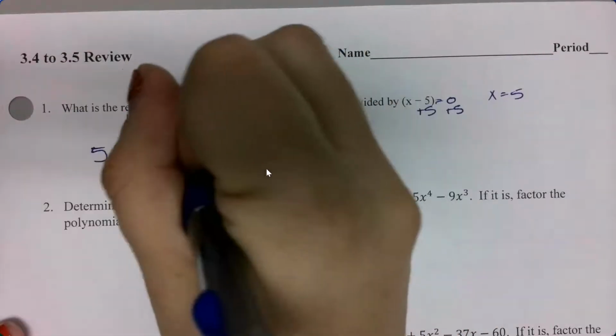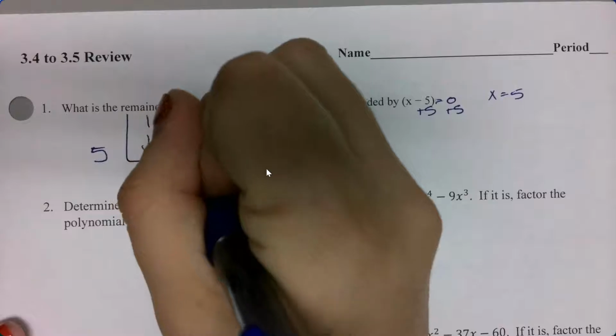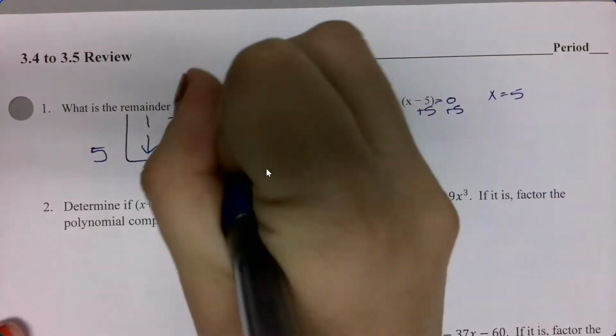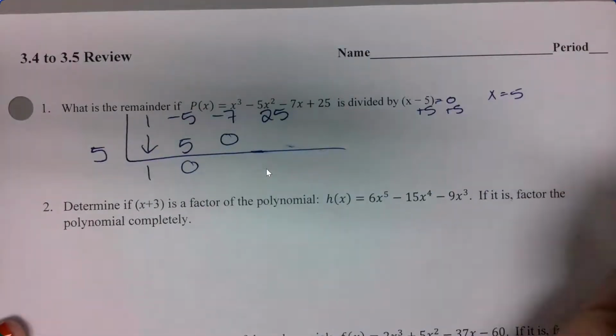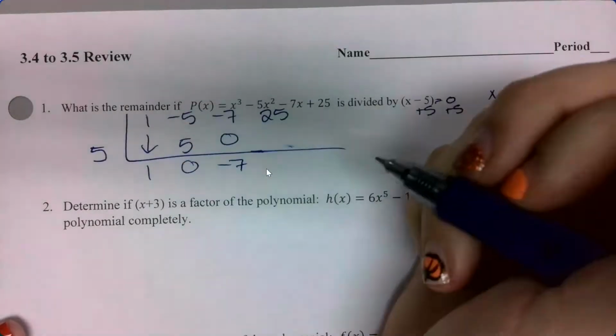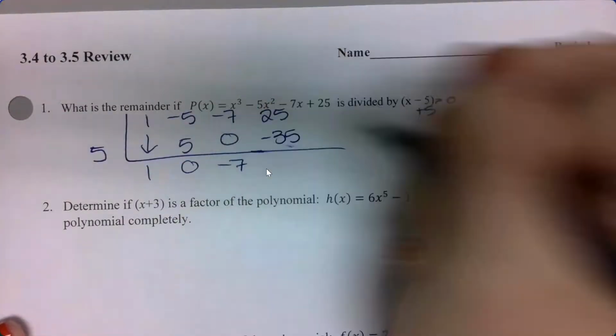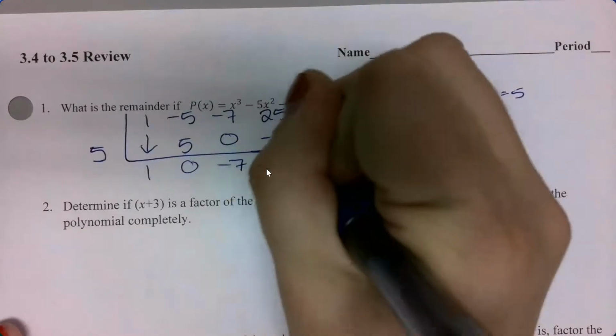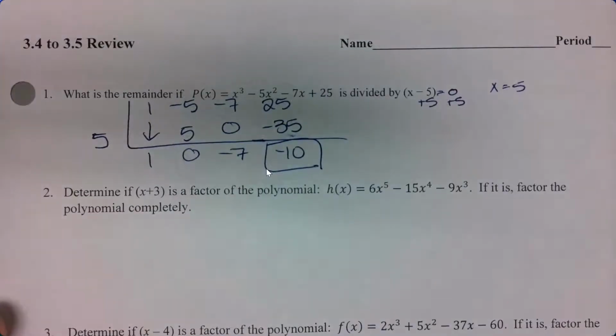1 times 5 is 5. I add down. -5 plus 5 is 0. 5 times 0 is 0. -7 plus 0 is -7. -7 times 5 is -35. 25 minus 35 gives me -10 for my remainder.